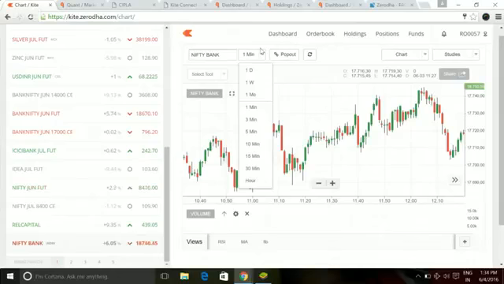So bracket orders, leverage, as I said, is based on what stock or what contract you trade on. So it's up to 20 times.